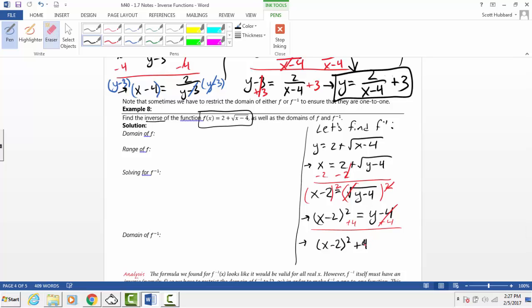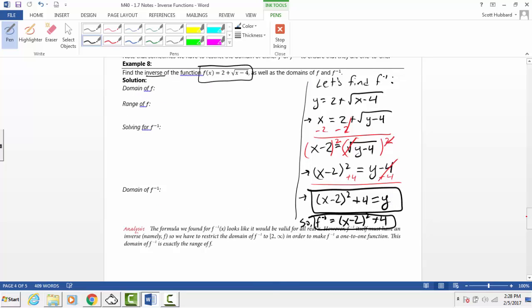That did not look good. Okay. And so that's f inverse. So f inverse is equal to x minus 2 squared plus 4. Okay? All right. So what that means is that we found our inverse.